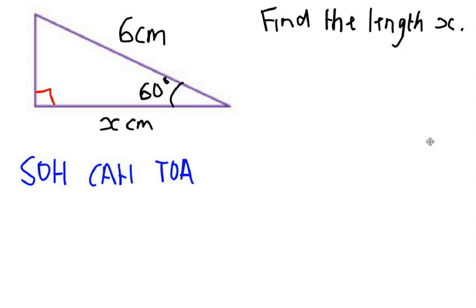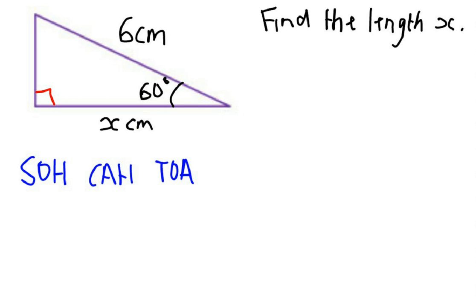So our first question here, we are being asked to find the length x from this triangle here. The information we've been given is that this angle here is 60 degrees. This is obviously a right angle. This length here is 6 centimeters, and we need to find this length here.